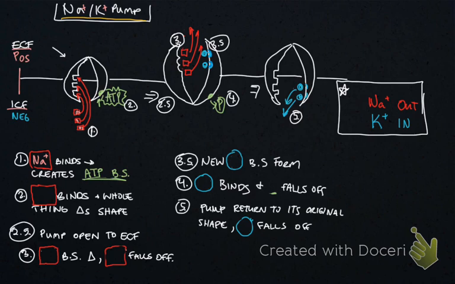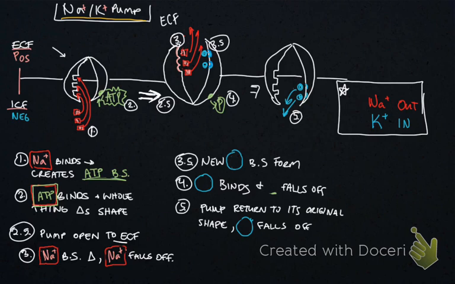Then, this should be a green box here, ATP binds, and then the whole thing will change shape. And now it is open to the extracellular fluid, so the outside of the cell. Okay, now the pump is open to the outside. The sodium binding site changes and no longer fits the sodium.